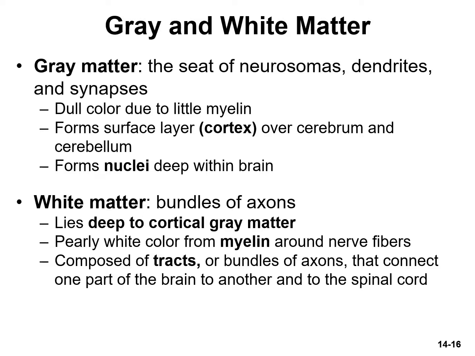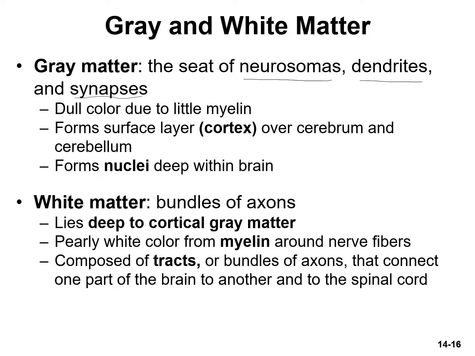Okay, let's look at gray and white matter. You've probably heard these terms applied to brain tissue before and maybe not realized what it is implying. Gray matter is going to be where your neurosomas, your dendrites, and the majority of your synapses are. So neurosomas, remember, those are the cell bodies of neurons. The dendrites are the tree branch-like extensions that come off of the neurosoma, and then the synapses are all of the areas of your neurons that are connecting with other neurons. So that's where your gray matter is going to be.